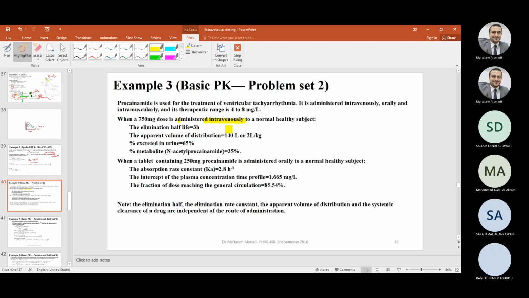After giving the drug orally at 250 milligrams, we got the absorption rate constant equal to 2.8 per hour. The intercept, which is equal to capital A here, is equal to 1.66. This is at a dose of 250 milligrams. If I change the dose to 500, it will be doubled, right? And the fraction of the dose reaching the systemic circulation was 85.54%. This is equal to the absolute F, the absolute availability, right?